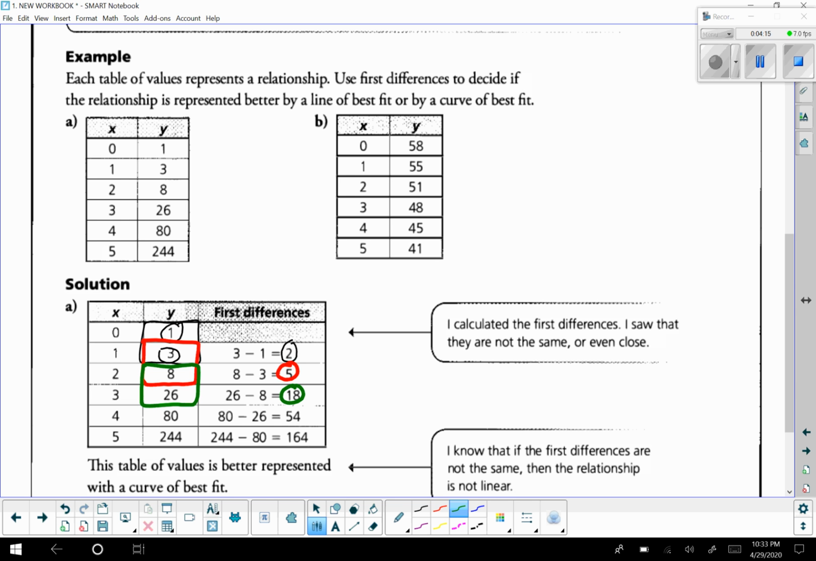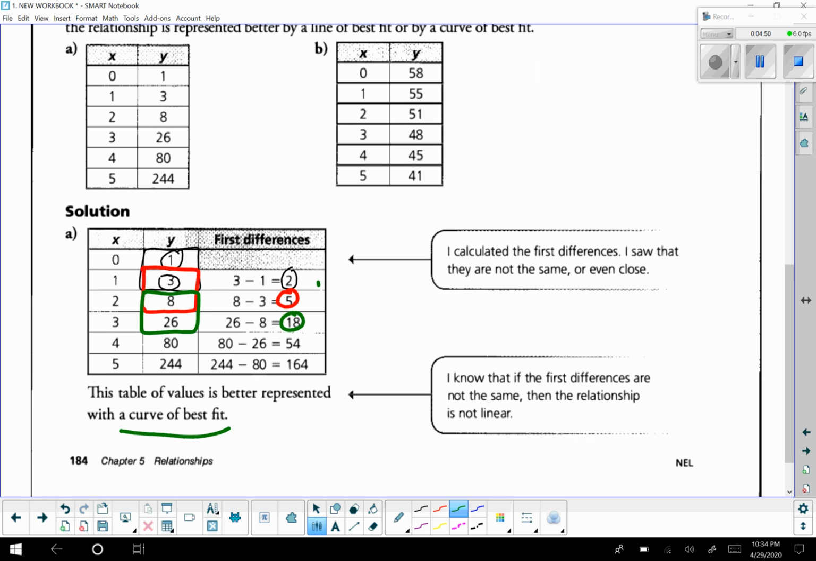The most important thing is when you're actually performing the first differences, you have to take the bottom number minus the first number. So second minus first. So in this case, we had 3 minus 1, not 1 minus 3. 8 minus 3, not 3 minus 8, and so on and so on. You could probably still determine if something is linear or nonlinear, but you're going to get the wrong first difference. And these values for first difference are actually very important, as you're going to see in the next few chapters. So this is nonlinear. So it's going to be some kind of a curve of best fit.